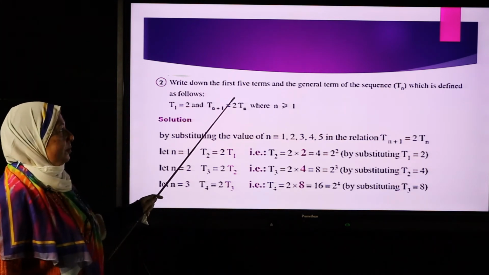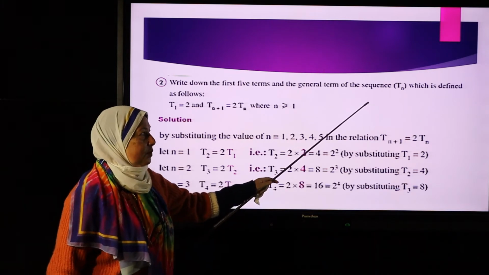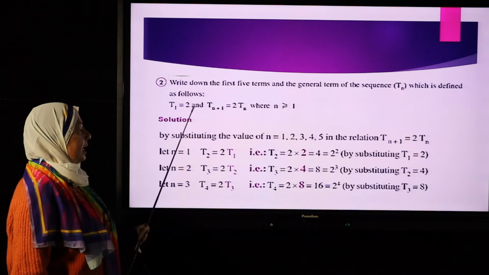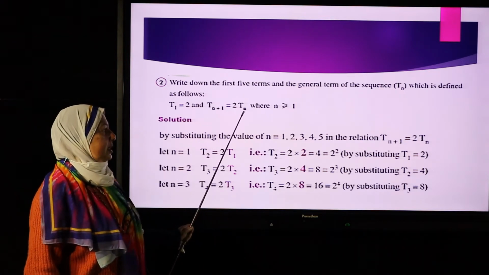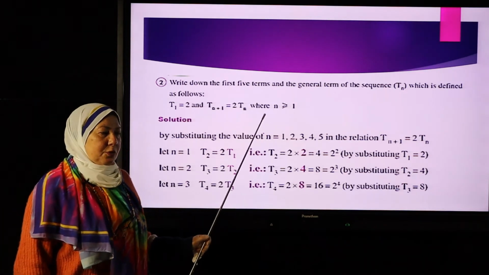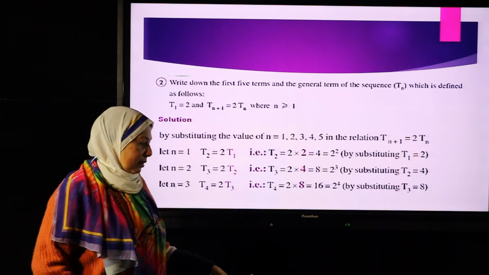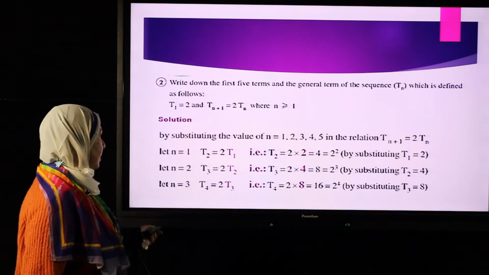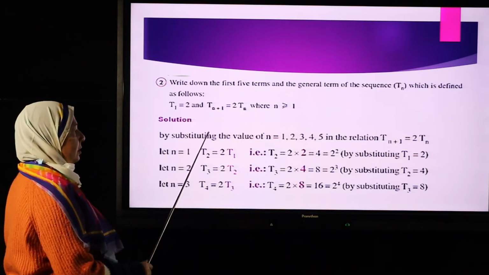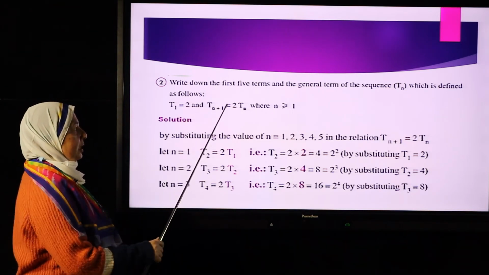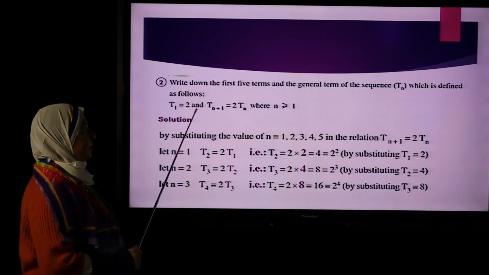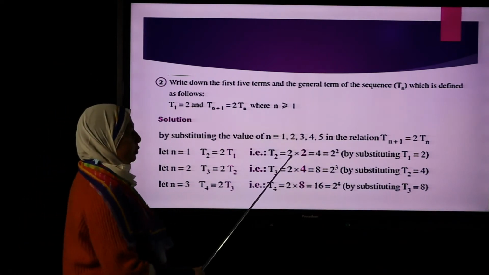Write down the first terms and the general term of the sequence. We have a sequence with first term equals 2 and G(n+1) equals 2 times Gn. With substitution n equals 1, 2, 3, because the domain of the sequence is the set of positive integers. When n equals 1, 1 plus 1, therefore G2 equals 2 times the first term. First term equals how much? 2. So 2 times 2 equals 4.